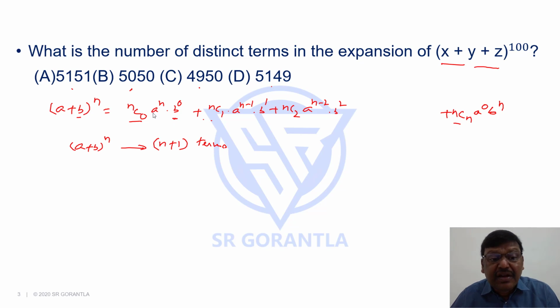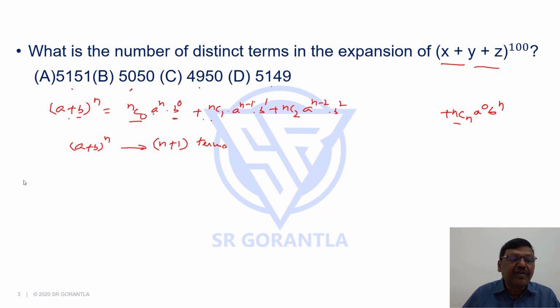You can see it otherwise. You take a^n: you start with a^n up to a^0, meaning 0 to n, is it not n plus 1 terms? Or you take b^0, b^1, b^2 up to b^n. So 0 to n means it is n plus 1 terms. So there are n plus 1 terms in the (a + b)^n expansion.